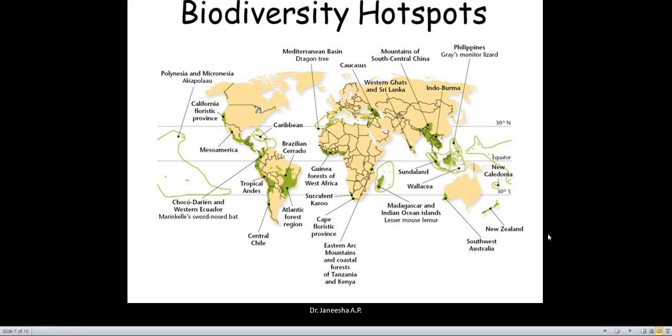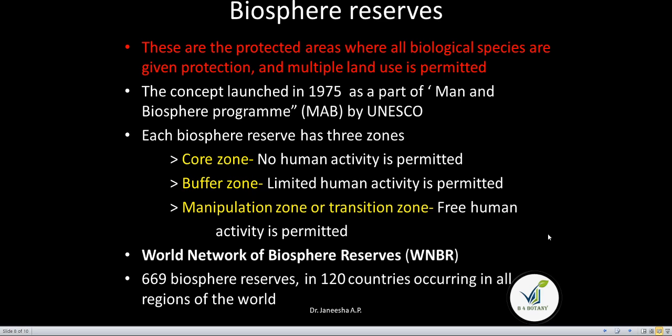Next is biosphere reserve. We hear the terms biosphere reserves, wildlife sanctuaries, and national parks. What are the differences and how are they recognized? Biosphere reserves are protected areas where all biological species are given protection and multiple land use is permitted. So, just remember here in a biosphere reserve, all biological species are protected and land use is permitted.